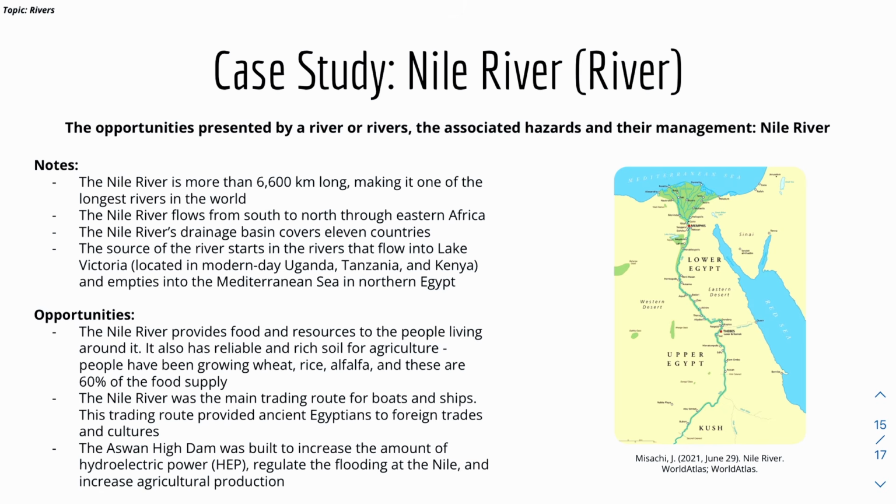And these are the opportunities that the Nile River presents to the people who live near it. As mentioned just now, the Nile River provides food and resources to the people living around it, and has reliable and rich soil for agriculture around the floodplains. And in the old times, the Nile River was the main trading route for boats and ships, providing ancient Egyptians access to foreign trade and cultures. Also, the Aswan High Dam was built to increase the amount of hydroelectric power, or HEP, to regulate the flooding at the Nile, and to increase agricultural production because it provides both electricity and water.